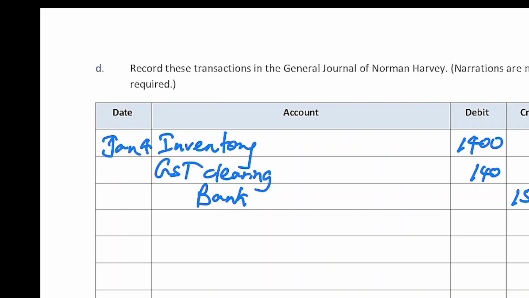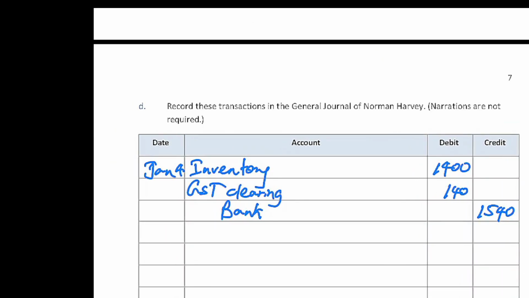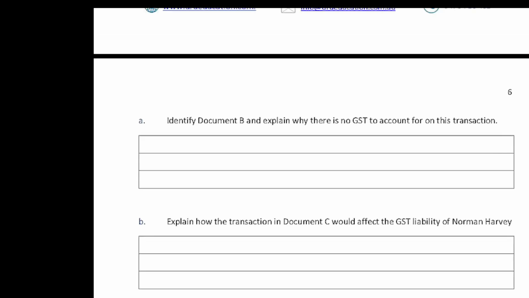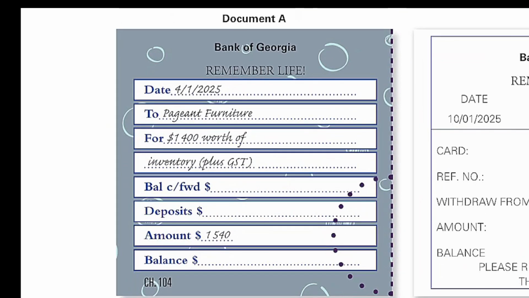Okay, if we were to write the narration, what would we write? Purchasing inventory in cash with the source document reference. What is the source document reference? The check number. What is the check number? 104. Very good. So it's here at the bottom.